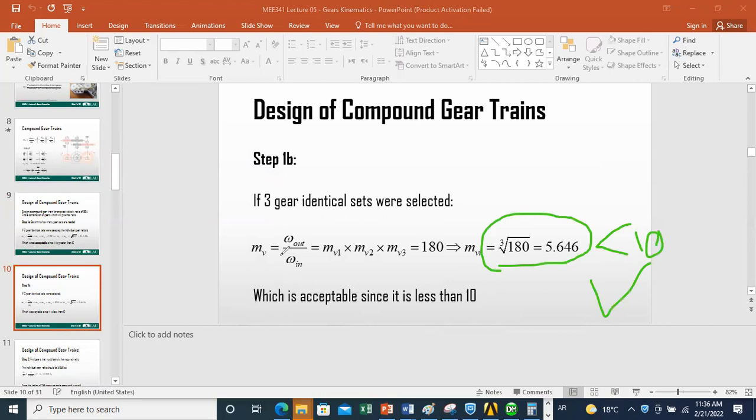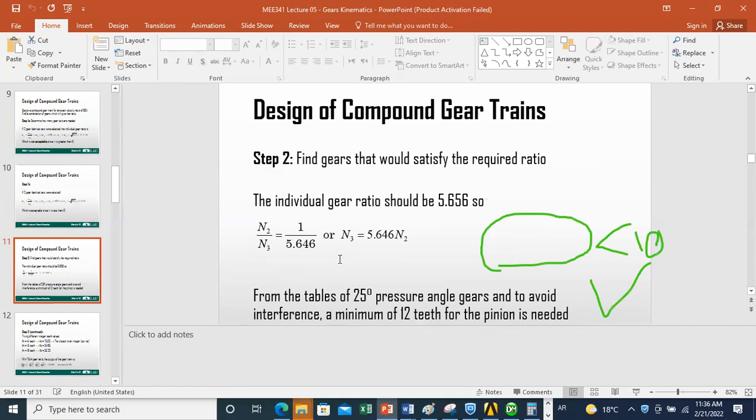We should check. To check this, the problem should give us some constraints. If they don't mention anything in the problem, take the pressure angle as 20 degrees. Now if they tell you that you want to use 25 degrees pressure angles, for example, you go to your table and look for the interference for the case of 25 degrees pressure angle. What is the minimum number of teeth to avoid interference? If we go to the table, it shows that the minimum number of teeth for the pinion is 12 teeth.